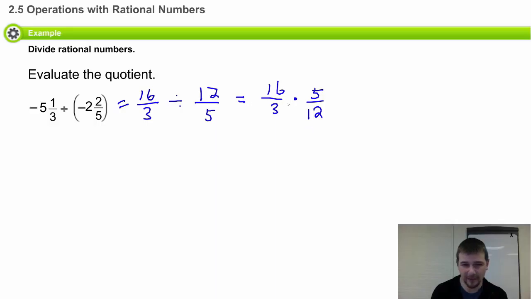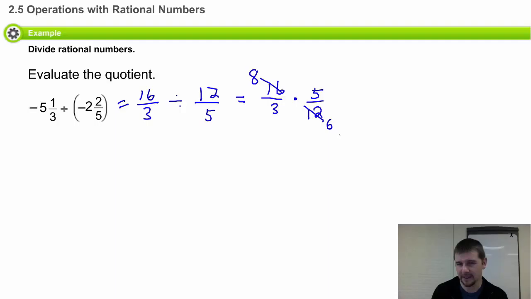Cross-reduce, if possible. I can think of a common factor between 12 and 16. Right away I know they're both even numbers, so 2 would be a common factor. So I can think of dividing both of these by 2. 16 divided by 2 is 8. 12 divided by 2 is 6.